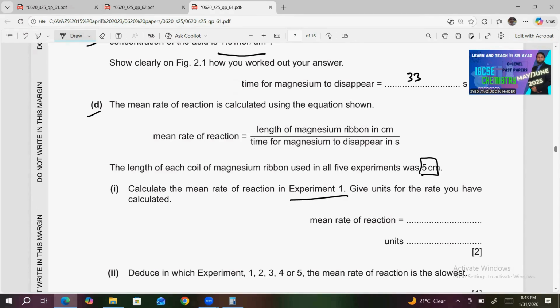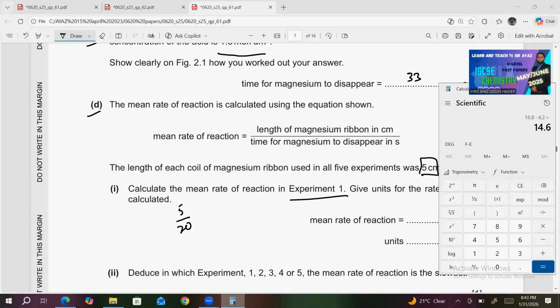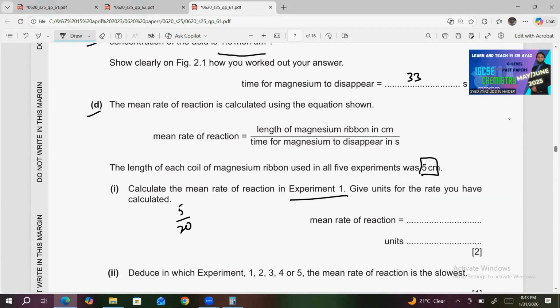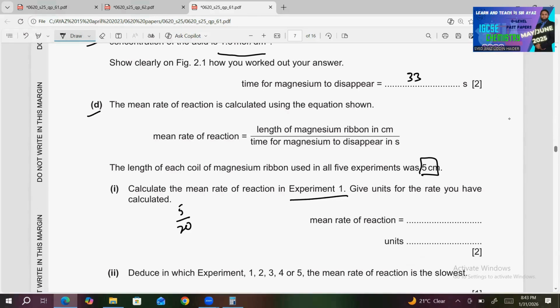Now experiment 1, we have 5 centimeters. That will be the length, 5, and divided by the time. The time for this is 20. 5 divided by 20. So what you will get? 5 divided by 20, and we get 0.25. What about the unit? We will have centimeter per second, or cm s⁻¹.